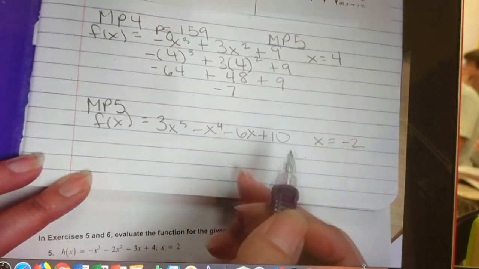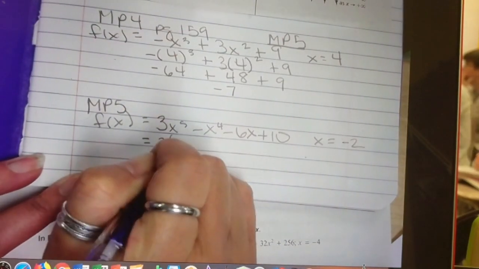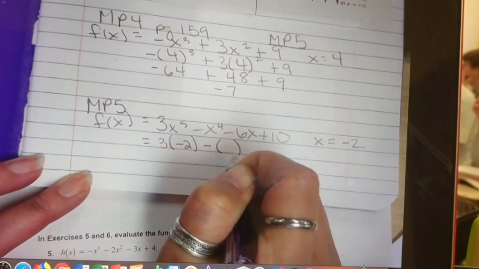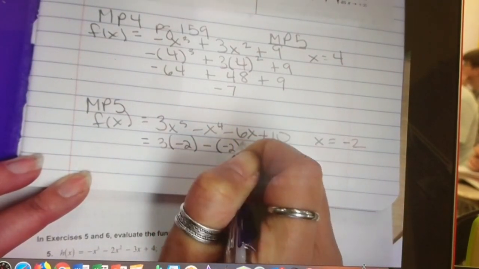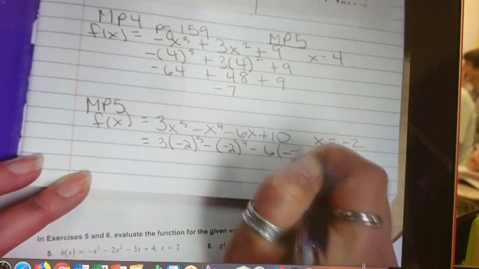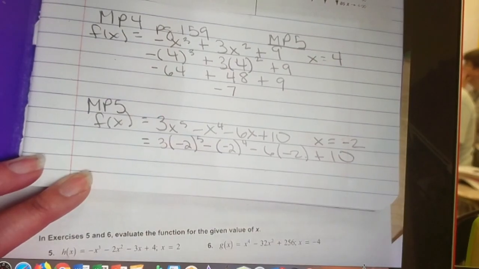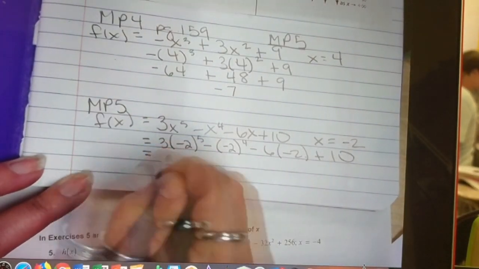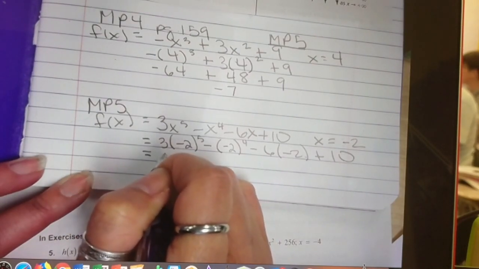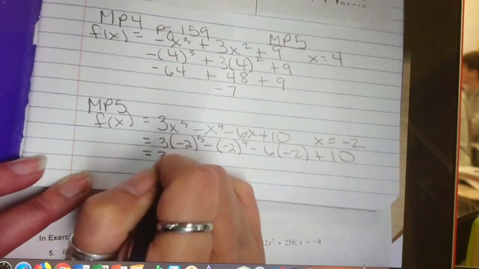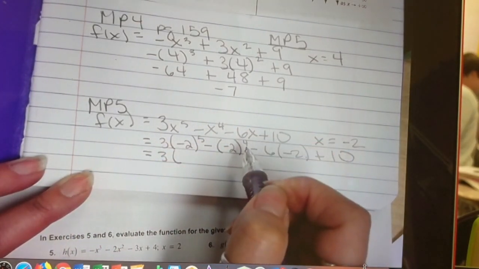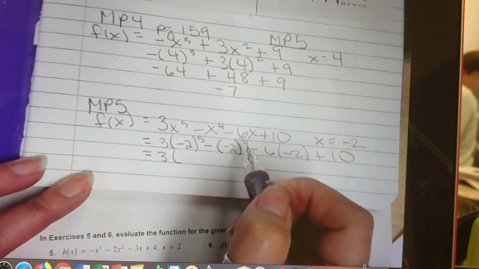Here's monitoring progress 5. So 3 parentheses negative 2, minus, I always put my parentheses first because I'm going to substitute it to the 5th power, minus 6 times negative 2 plus 10. Okay, what is negative 2 to the 5th power? Not 13. 3 times, what's negative 2 to the 5th power? Positive or negative? It's negative 32.